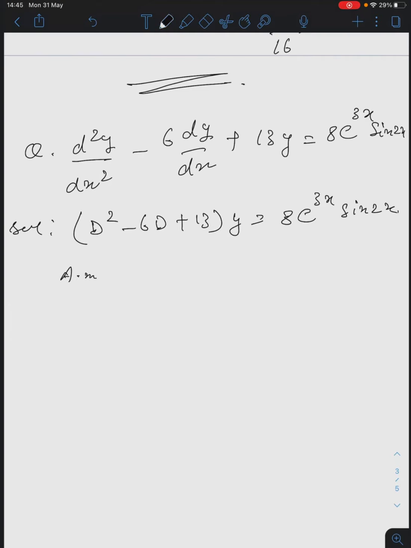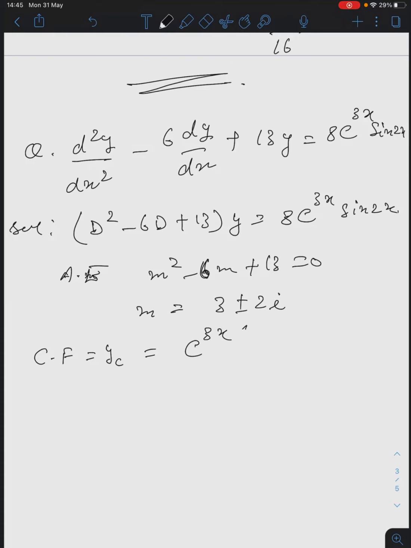Auxiliary equation will be m square minus 6m plus 13 is equal to 0. What are the roots? 3 plus or minus 2i. Roots are complex conjugate. So complementary function yc will be equal to, please answer, e to the power 3x cos 2x.